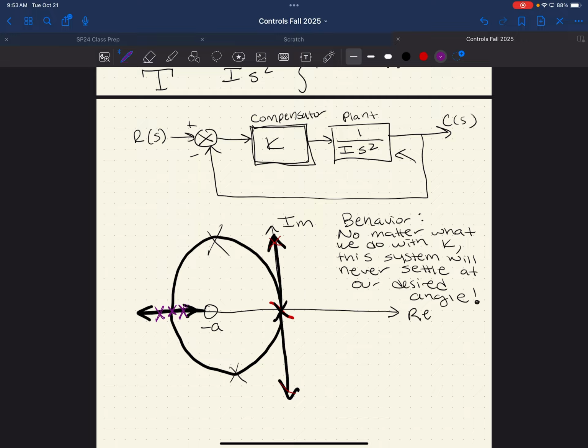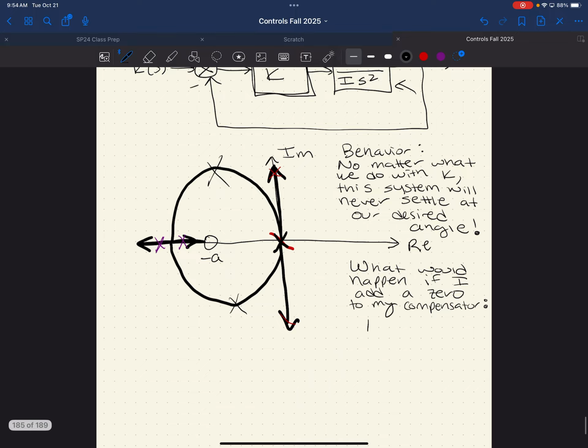Okay, so well done. Good job, control engineers. You chose a new form of our compensator. So instead of K, let's say what would happen if I add a 0 to my compensator. Well, at that point, the world is our oyster, and we have all sorts of options that create behaviors that are more desirable than we had without that 0.